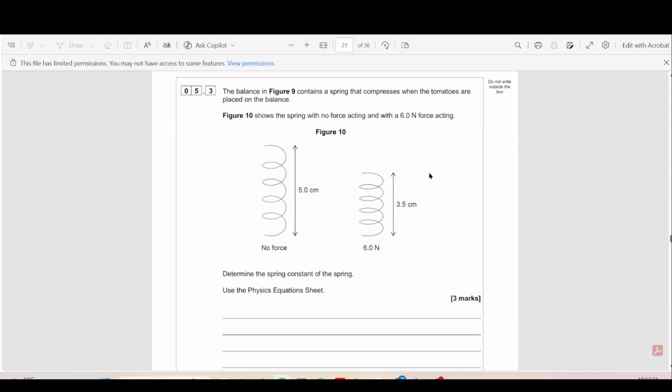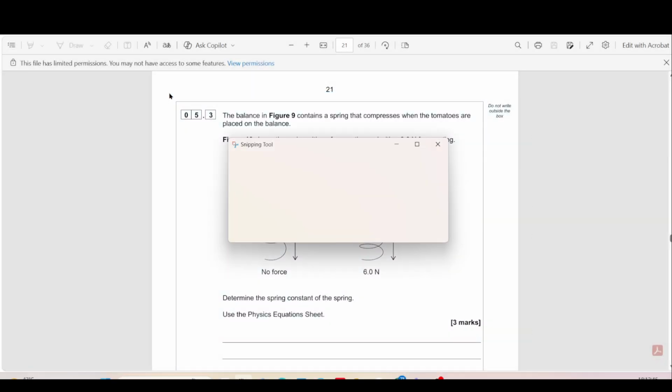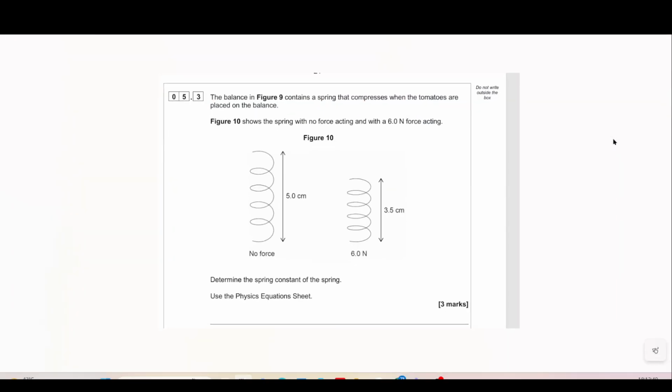The balance in figure 9 contains a spring that compresses when the tomatoes are placed on the balance. Figure 10 shows a spring with no force acting and with 6 newtons force acting. Determine the spring constant of the spring. So, spring constant. Elastic potential energy equals... no, there is no energy, but the spring constant.